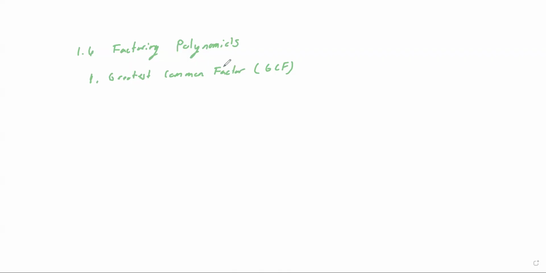So again, greatest common factor is the very first thing. Again, we're in 1.6, factoring polynomials. Do apologize for the sound. And then we're going to talk about factor by grouping. So then you have, again, you typically do this when you have four terms. Then we'll have special cases.